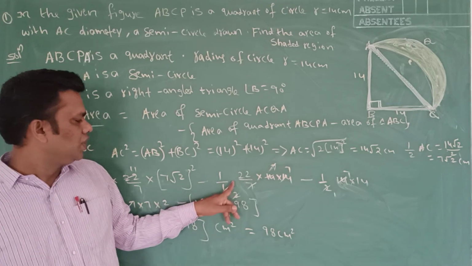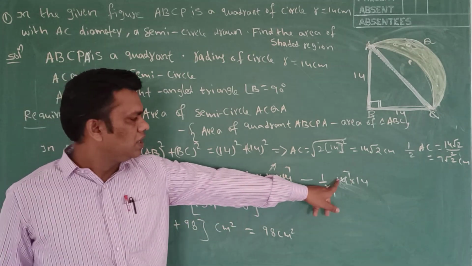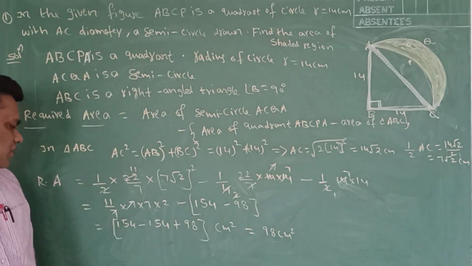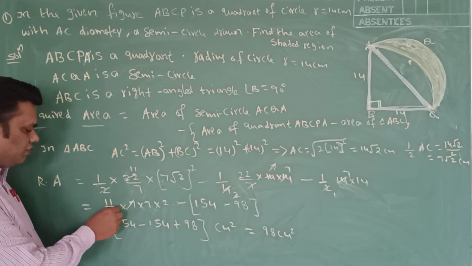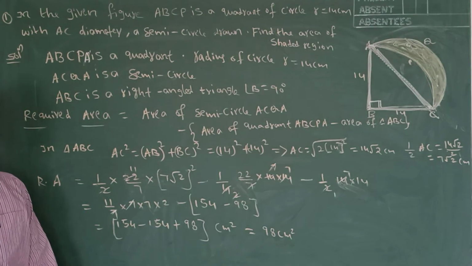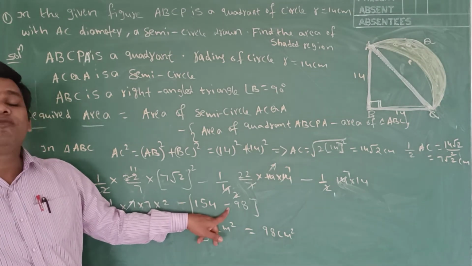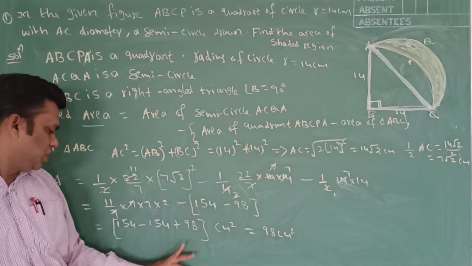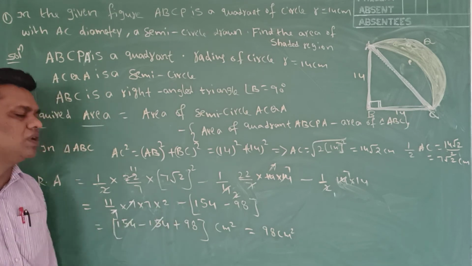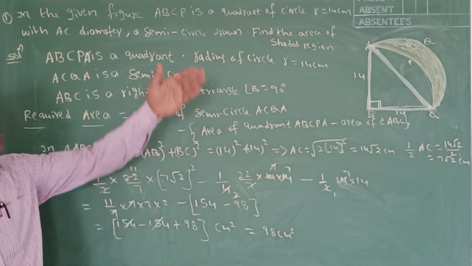In the next step, 22 into 7 is 154. In the quadrant, 11 into 7 is 77, and 77 into 2 means 154. So 154 minus 154 plus 98: minus 154 plus 154 will get cancelled, leaving 98 centimeters square.